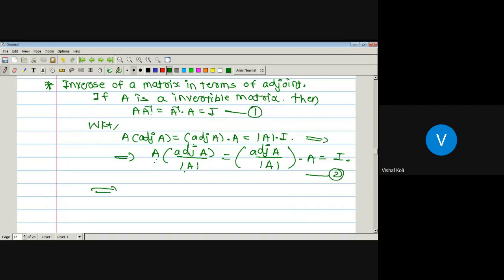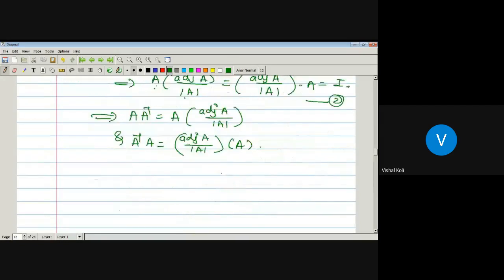That is, by comparing equations 1 and 2, A into A inverse is equal to A into adjoint of matrix A divided by determinant of A, and A inverse A is equal to adjoint of matrix A divided by determinant of A into A. Now comparing these two, A inverse is nothing but 1 upon determinant of A into adjoint of matrix A. So this will be the inverse of a matrix in terms of its adjoint.